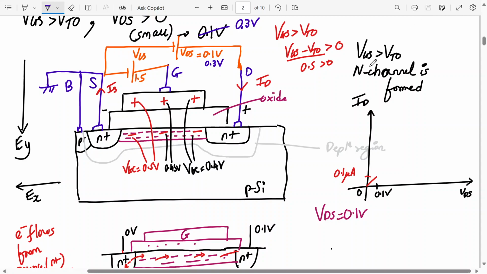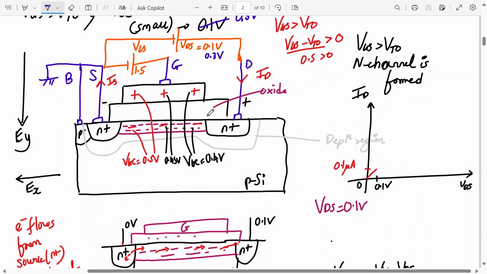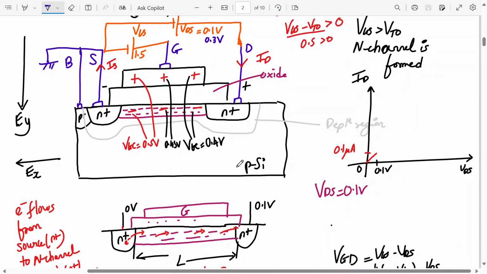VGD will decrease and the N channel... VGC. So how much will it be here now? 0.5 minus, here it will be 0.2, right? Correct? Yes sir, right. It will be 0.2 because what is the formula for VGC? VGS minus VTO minus VDS.